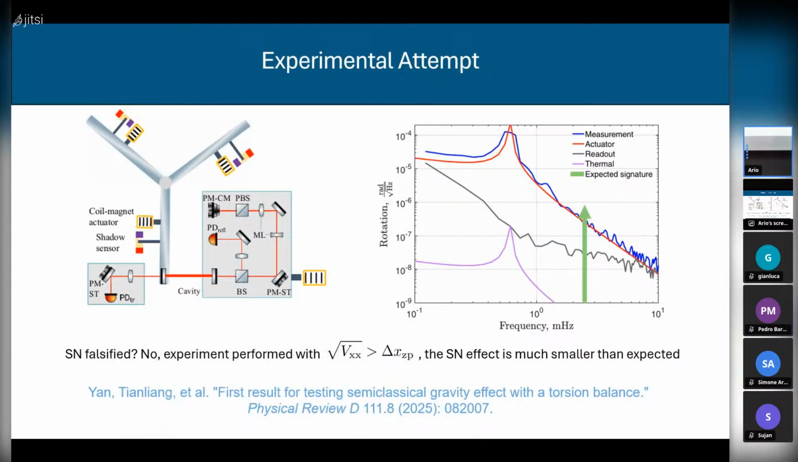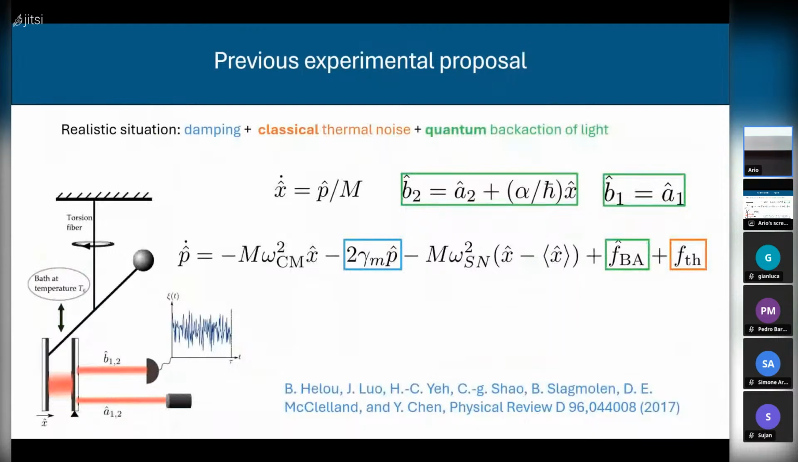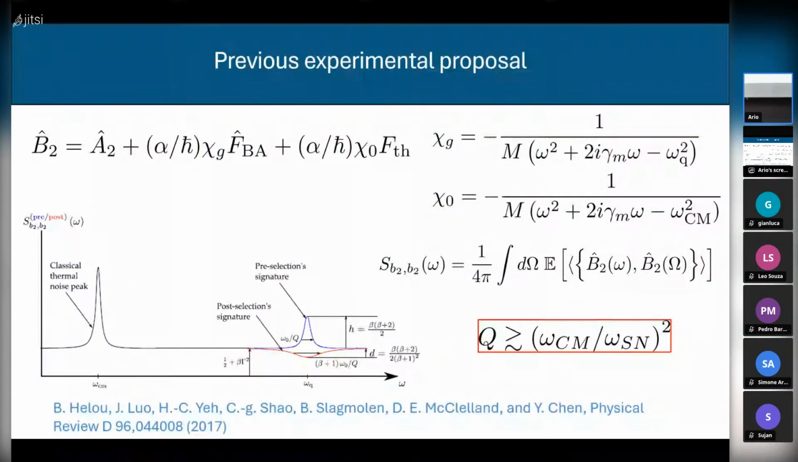But just an idea of what this proposal looks at: they consider some torsion pendulum. They have some cavity here to monitor the motion of the pendulum, and they look at the spectrum of the output fields, the output modes from the cavity. What they expect is that in the spectrum they have two peaks, one centered on the frequency of the external harmonic oscillator, and another peak at omega q, which is equal to the square root of omega squared plus omega Sn squared. So if you have a high enough quality factor, you should be able to distinguish these two peaks, and so on and so forth.